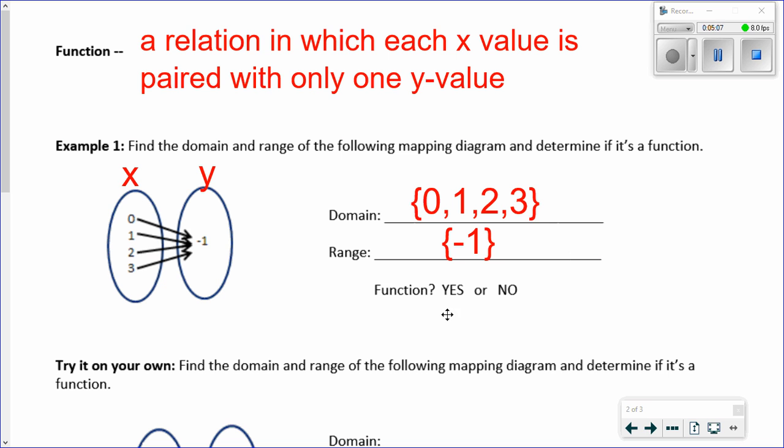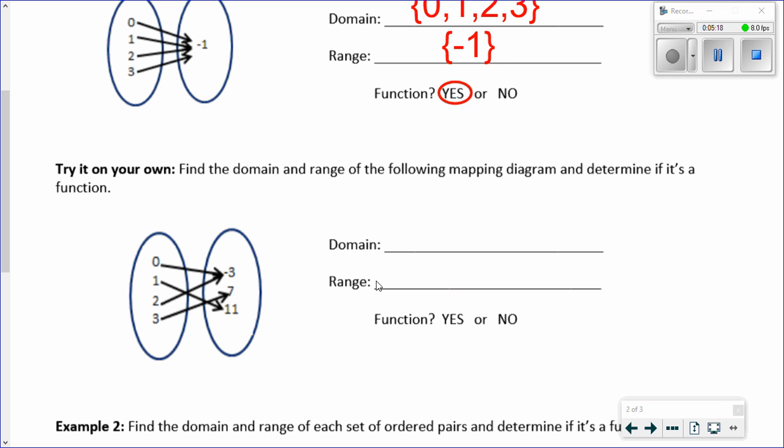Now, is this a function? Yes or no? Well, if I look at it, all my x's only have one arrow coming out, so that means they're only matched with one y. So yes, it is a function. You guys go ahead and try this one on your own.